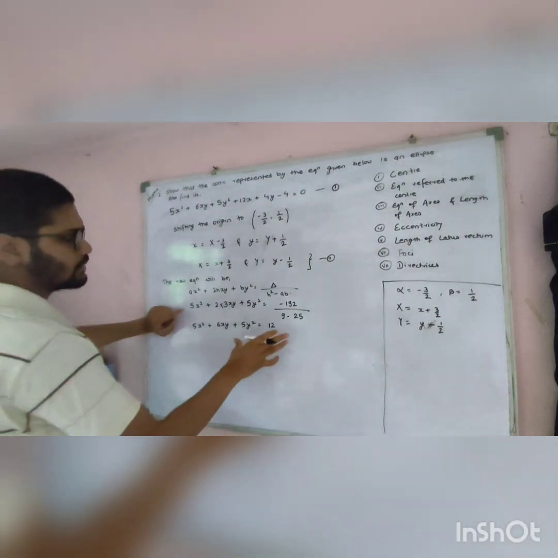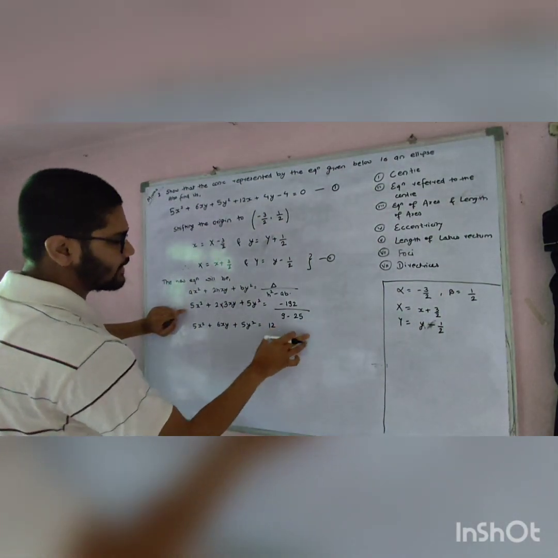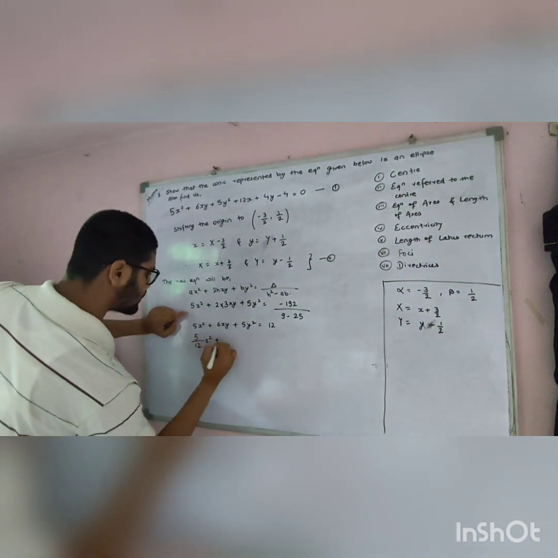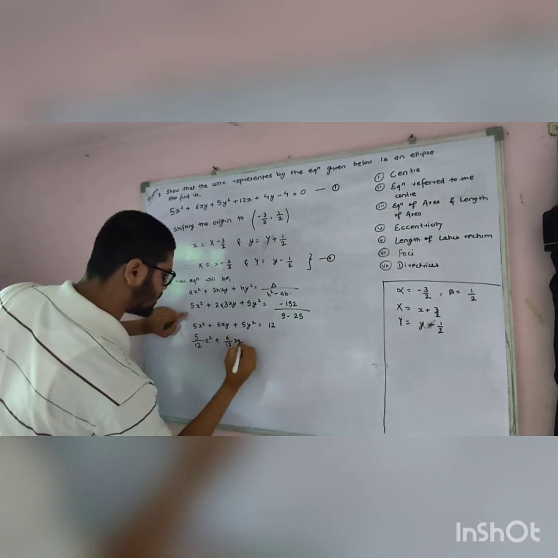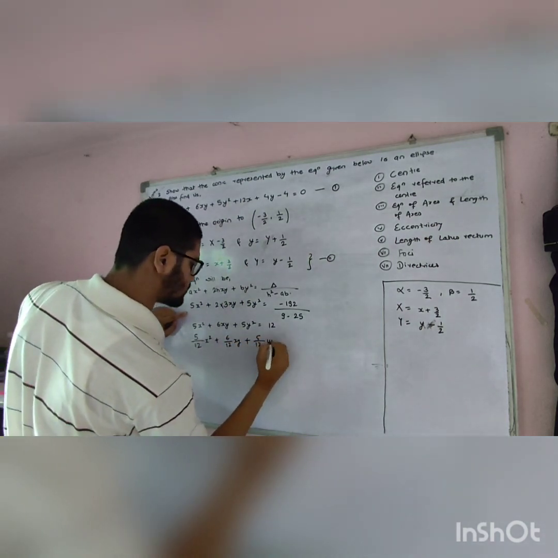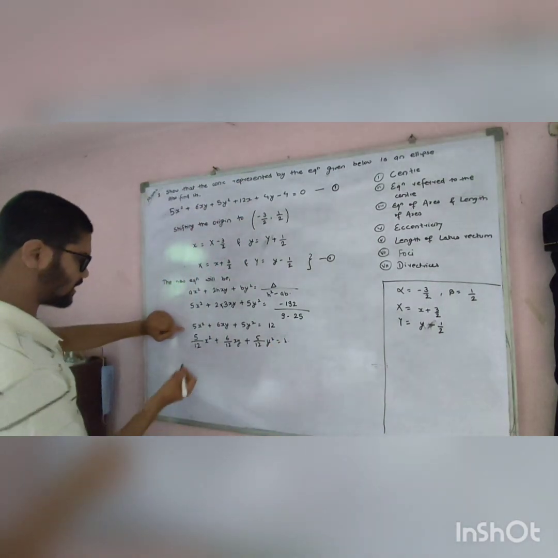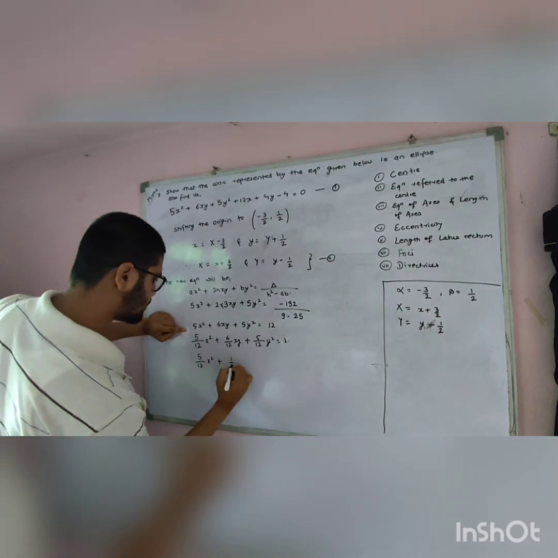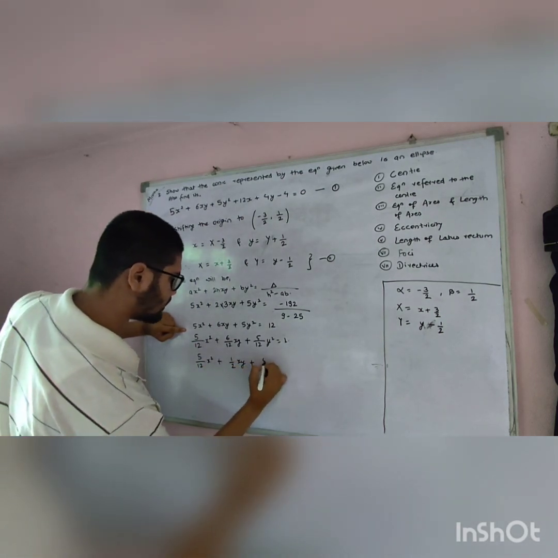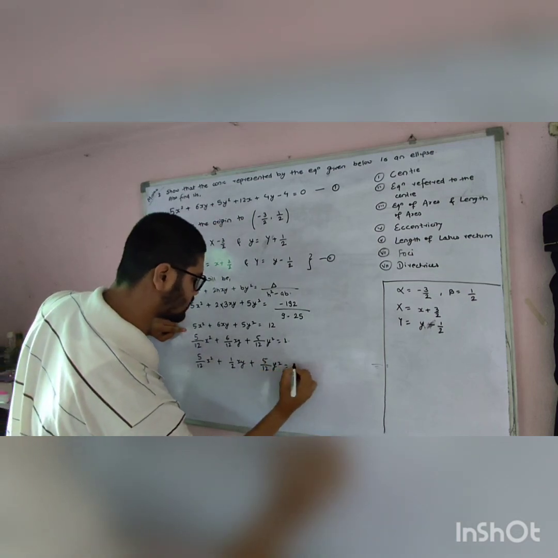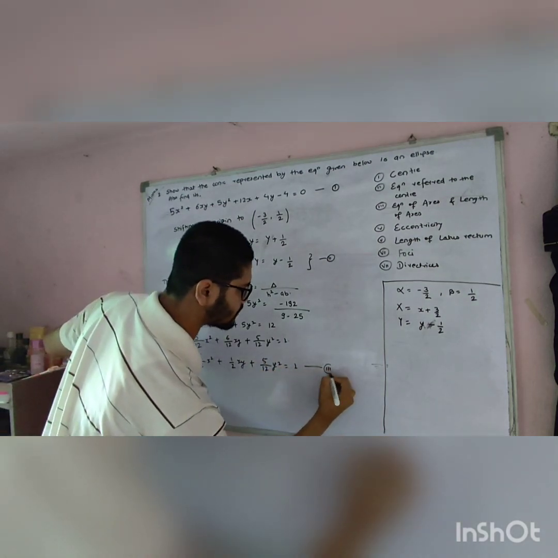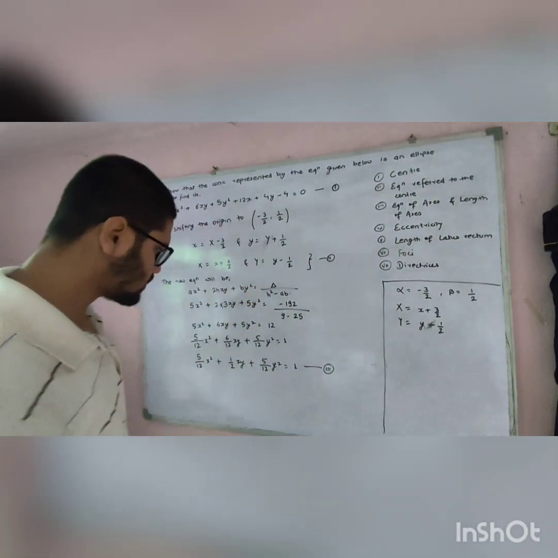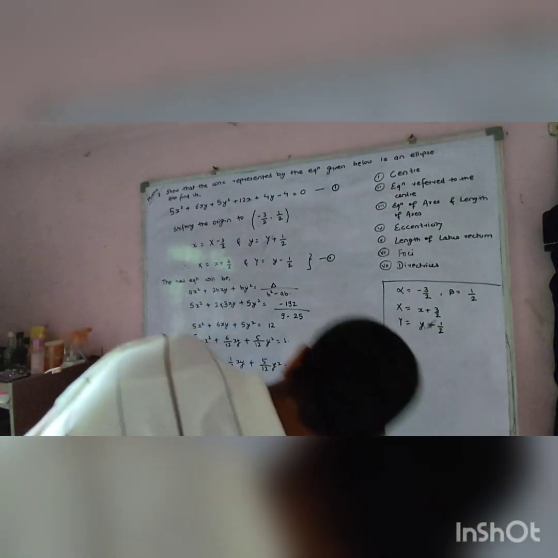Now what we have to do, we have to make the right hand part as 1. For that we have to divide on both sides by 12, then 6 by 12 xy plus 5 by 12 y square is equals to 1. Now on further solving, 5 by 12 x square plus 1 by 2 xy plus 5 by 12 y square is equals to 1. So this is equation, I am supposing it as equation 3, and this is the equation referred to the center. So we have solved the second part.